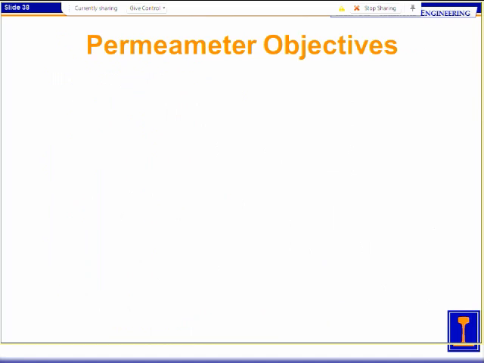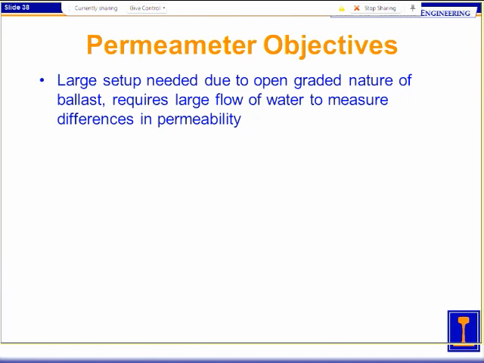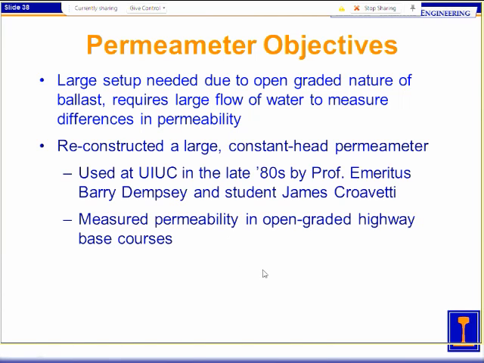So we needed to find a way to test this. We needed a large setup due to the open graded nature of ballast, and a high flow rate. So we reconstructed a large constant head permeameter. This was originally built here at UIUC in the late 80s by Professor Barry Dempsey, who some of you may know, and his student James Corovetti, who's now a professor up at Marquette. They used it to measure the permeability of open graded highway base courses, which are also very permeable. It had been sitting in the back, I think over in TOL, for who knows how long, just rusting away because the testing had finished 15 years ago.